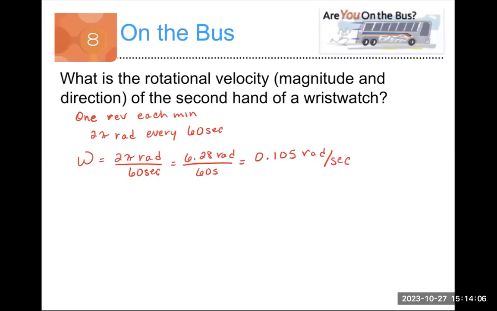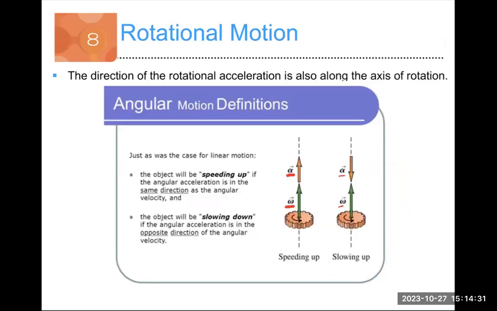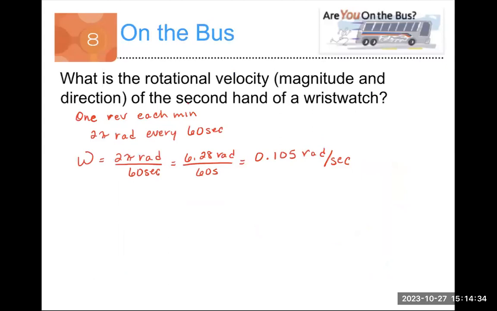Now, remember, the direction of your rotational velocity is going to point along the axis of rotation. In this case, the axis of rotation is into your wrist if you do the right hand rule. Remember our right hand rule that we looked at. So in that case, the direction is going to be pointing into your wrist.